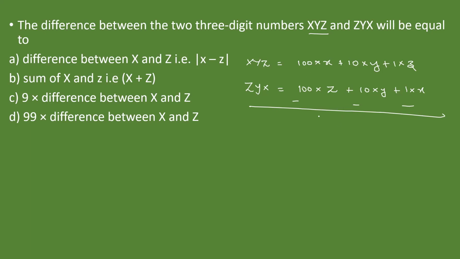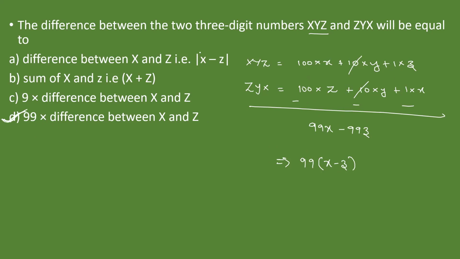See here, 100x minus x becomes 99x. 10y, these two will get cancelled. Now, minus 100z plus 1z becomes minus 99z. If you take 99 common, it becomes 99 times of x minus z. So what will be our answer? 99 into the difference between x and z.